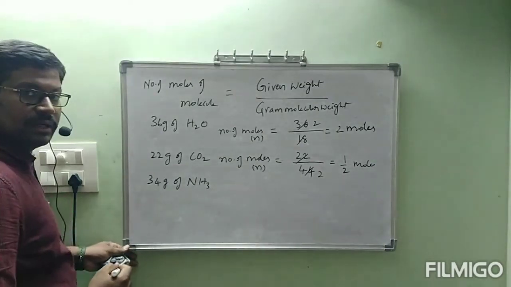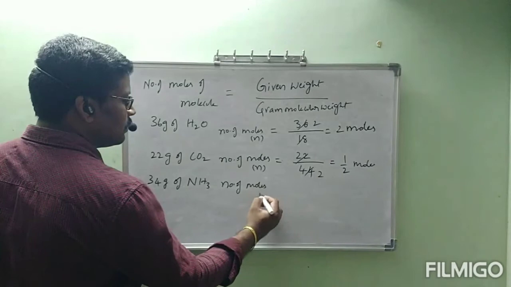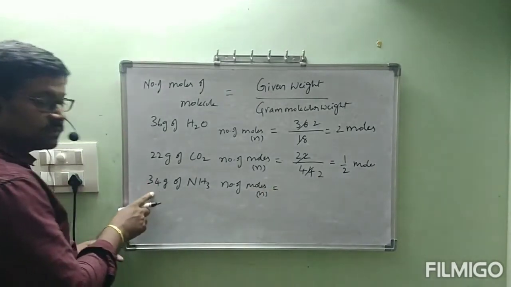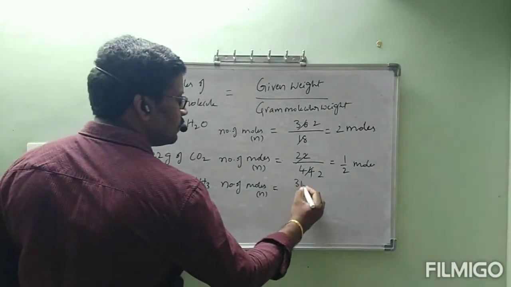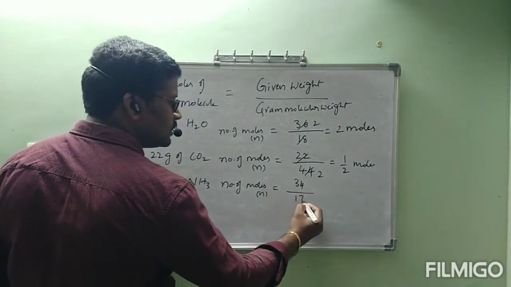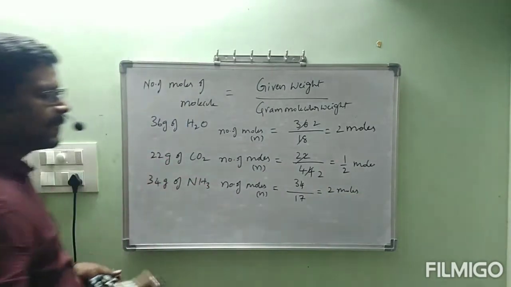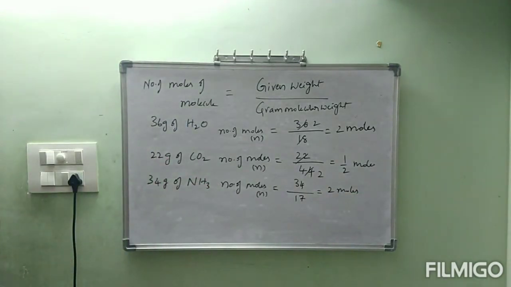34 grams of NH3. Number of moles. What is the given mass? 34, divided by gram molecular mass of NH3, 17. 34 by 17, 2 moles. 34 grams of NH3 contains 2 moles of ammonia molecules.